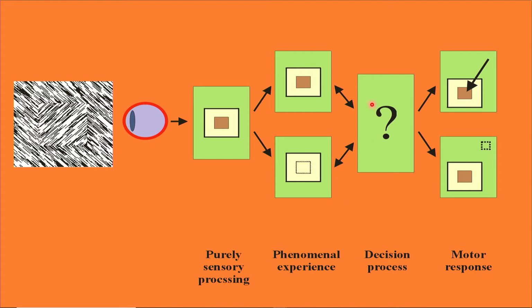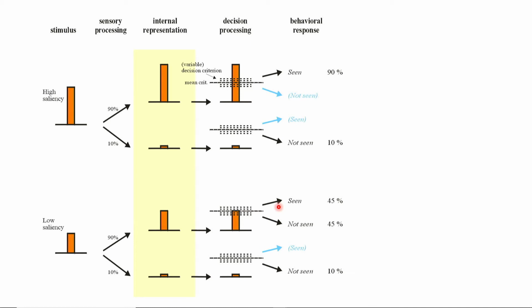Is it something about the decision process, or indeed is it about the monkey seeing or not seeing these squares? Now we could explain these findings by looking at a formal decision model as follows. Suppose you have a high saliency stimulus. Of course, that gives you a high saliency internal representation, a strong neural signal. And that's what you have here. This bar is representing this neural signal.